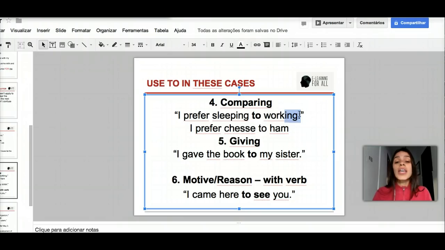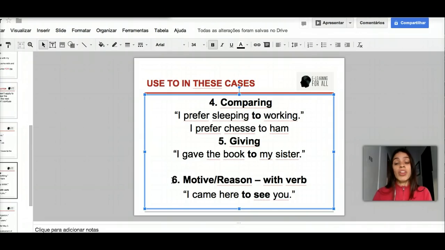When you give something to someone, you're going to use the preposition to, okay? I gave the book to my sister, and not I gave the book for my sister. All right? Perfect.